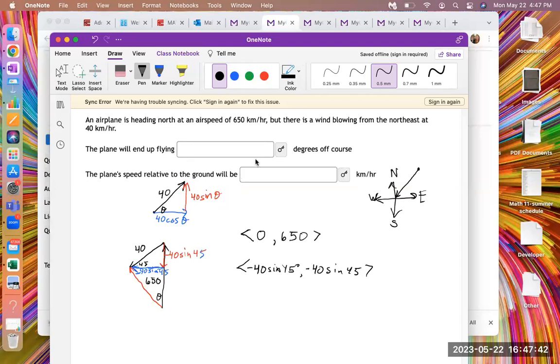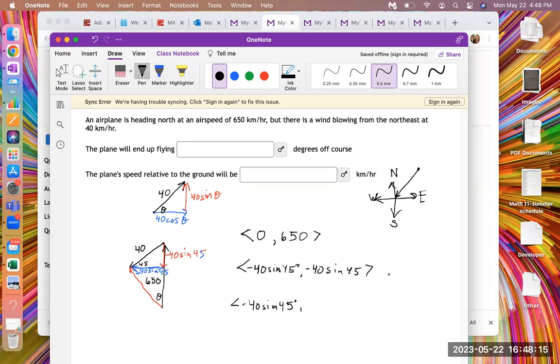Right, so to find the resulting vector, we just have to add together the horizontal components and the vertical components. So the new vertical component would be 0 plus this negative 40, so it's just going to be negative 40 sine 45. And for the horizontal component, you're going to have to take 650 and then subtract 40 sine 45.